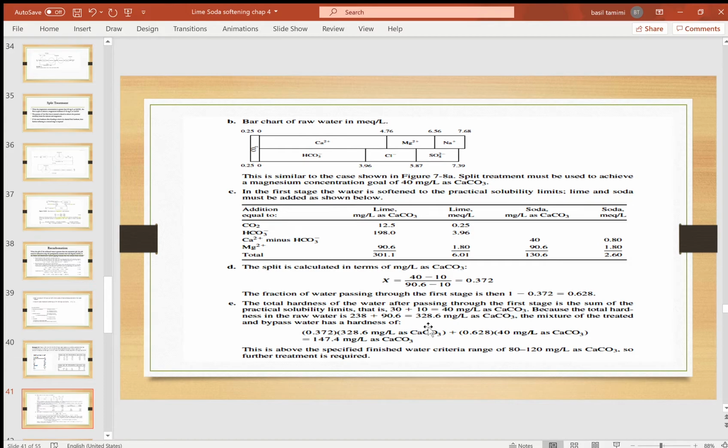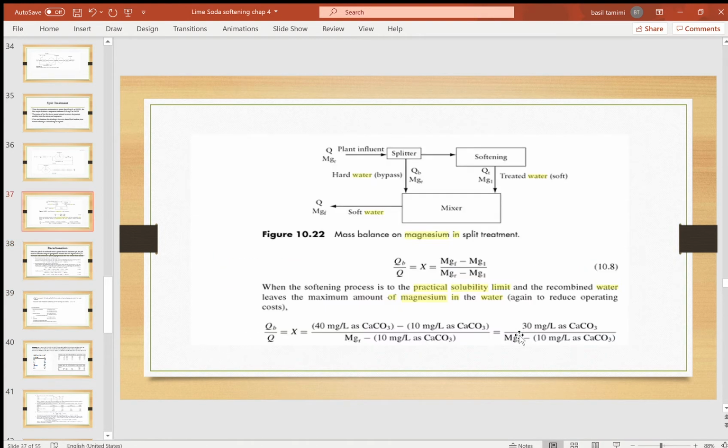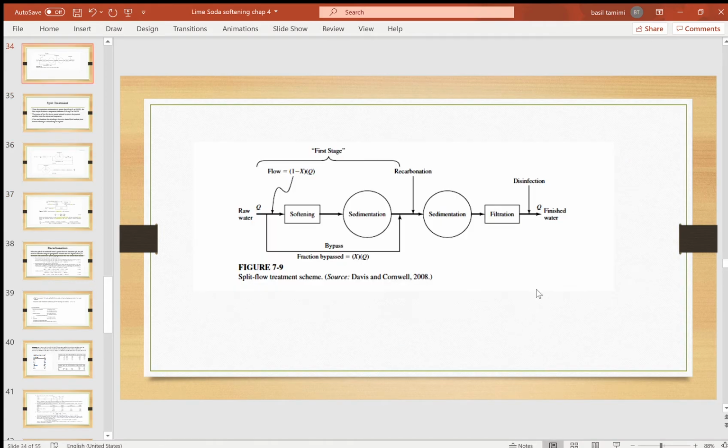I have another stream, which is the treated part, that should be treated to get a final concentration of 40 milligram per liter as CaCO3. Where does this come from? You would say, but you said after treatment the magnesium is 10 milligram per liter as CaCO3. Yes, so we have 10 for magnesium plus 30 for calcium. I will have a total final hardness after treatment using split of 40, which means here at this stage before blending, I should get 10.